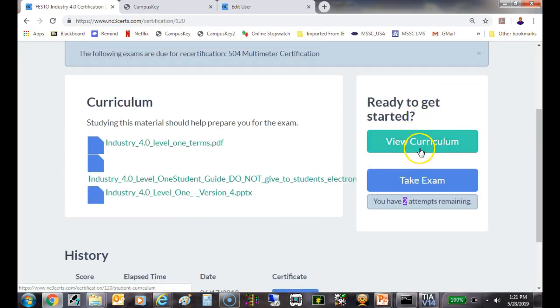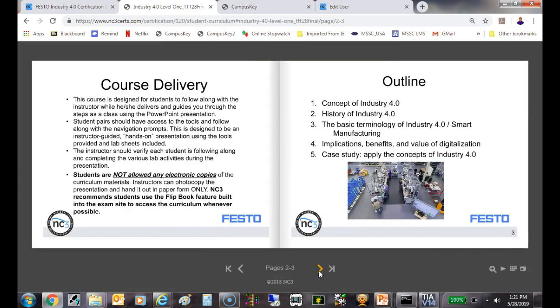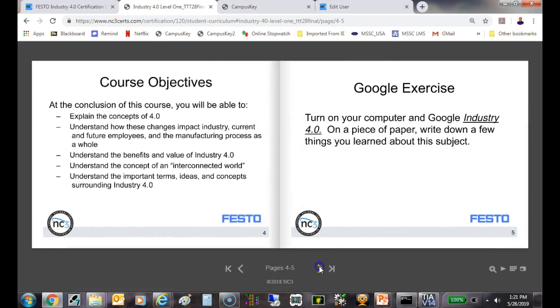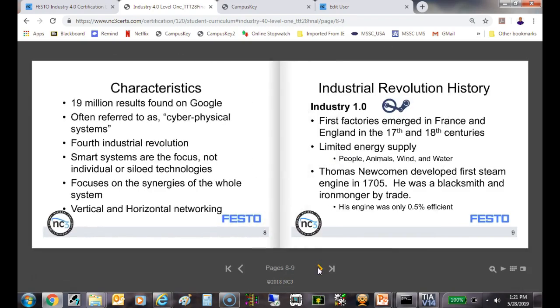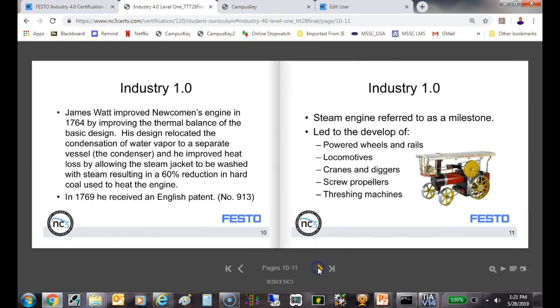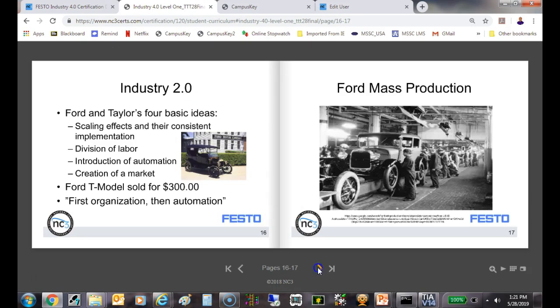And then what we're going to do is you're going to go to View Curriculum. Don't hit Tech Test. Hit View Curriculum. And what this is, it's just going to bring a flashcard of all the PowerPoints that I'm fixing to go through. Okay? We're here.